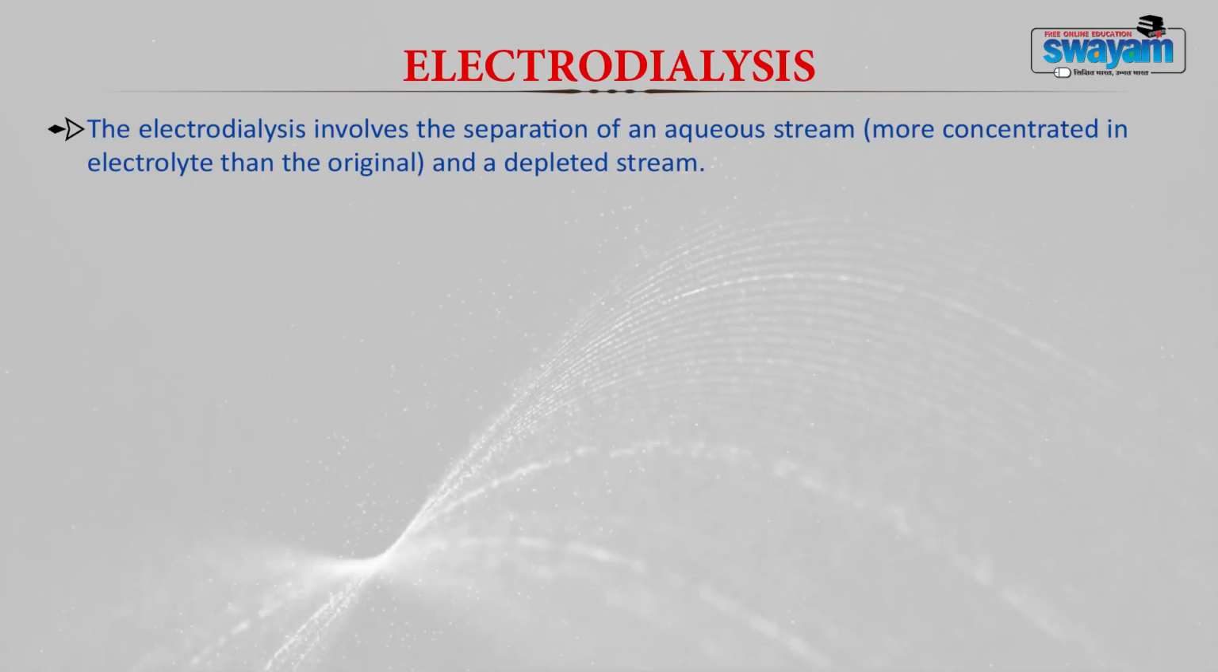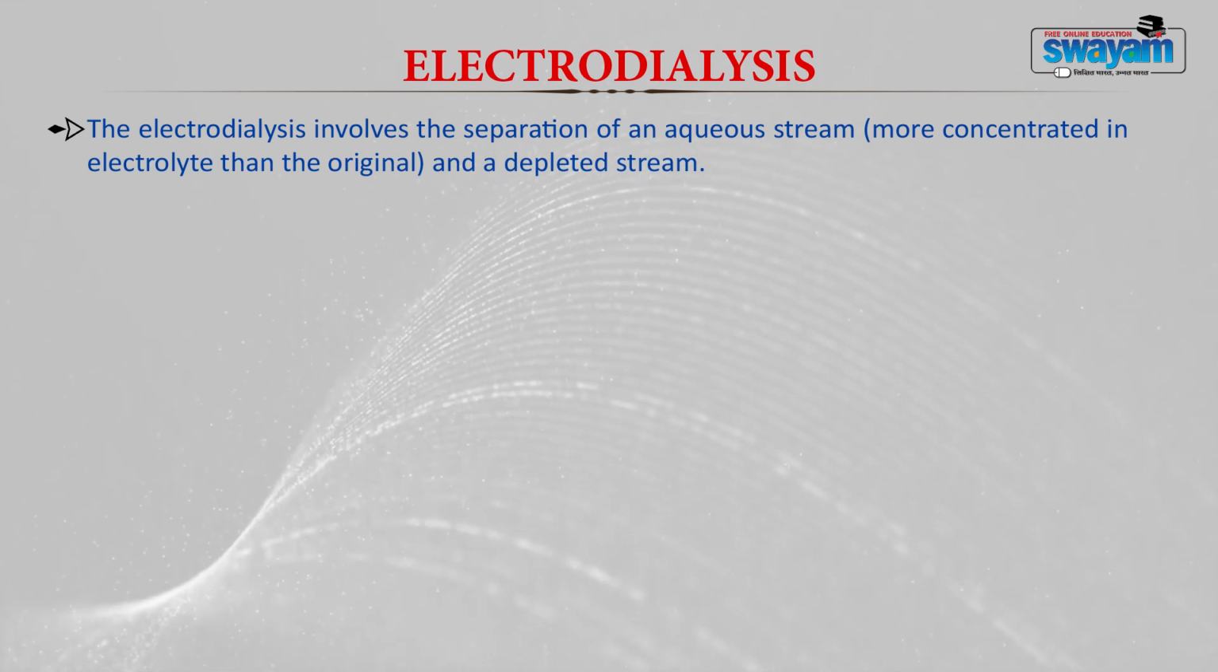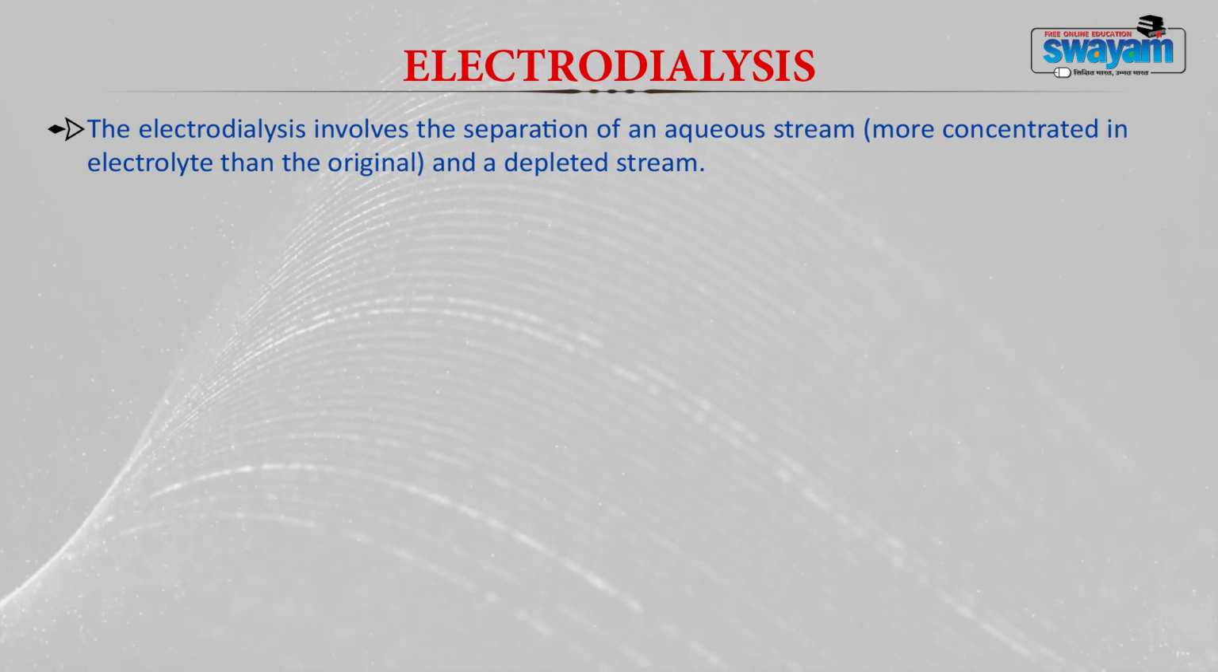The next type of physical treatment method is electrodialysis. Electrodialysis involves the separation of an aqueous stream from a depleted stream.